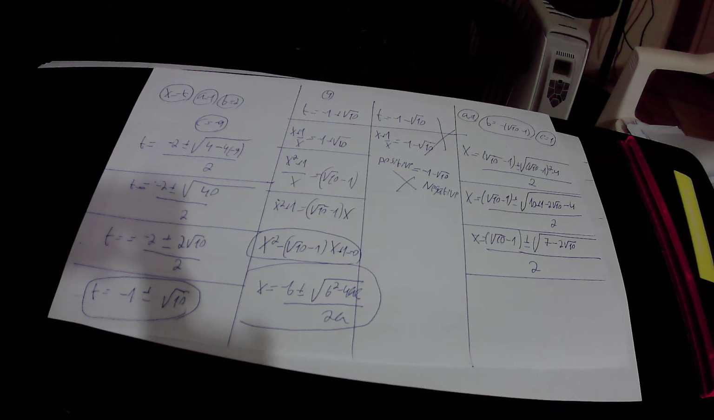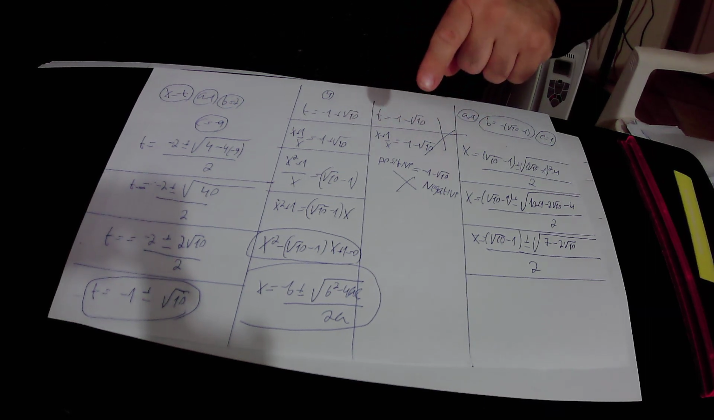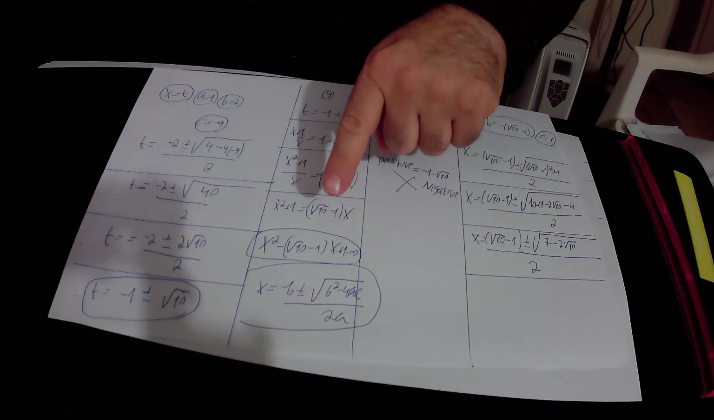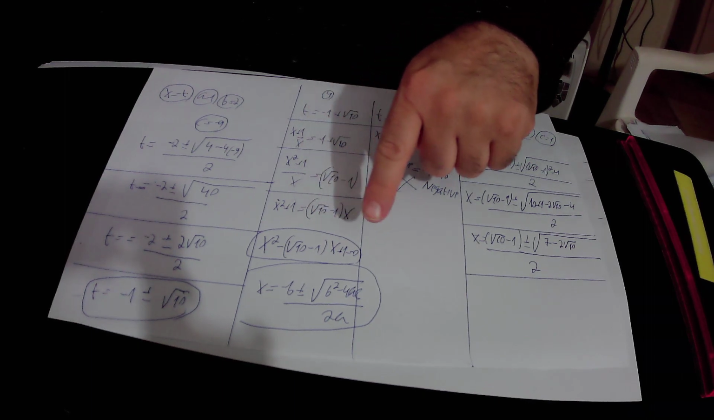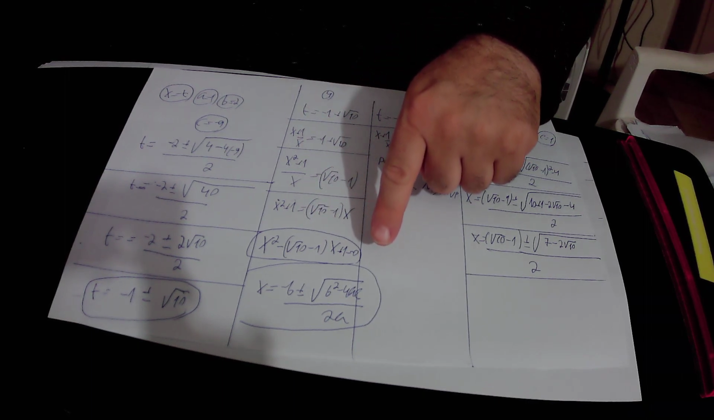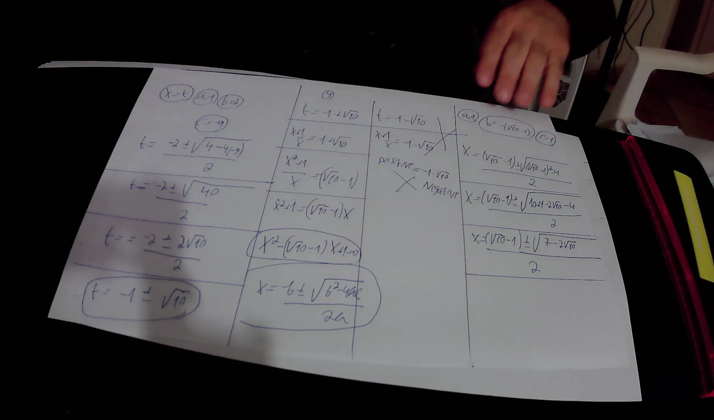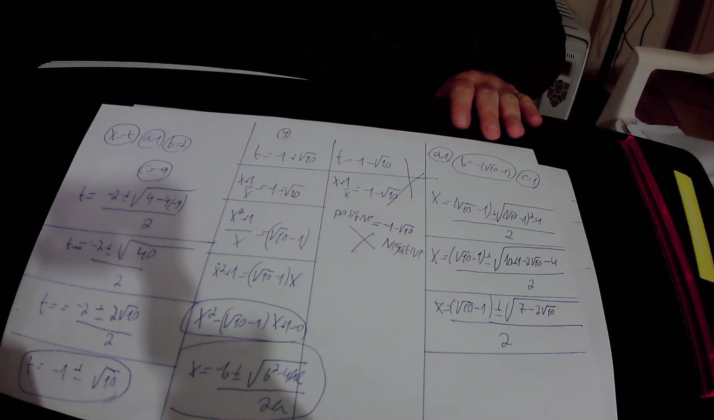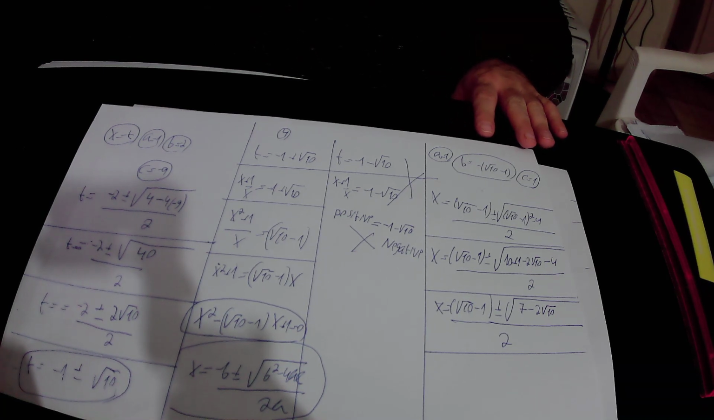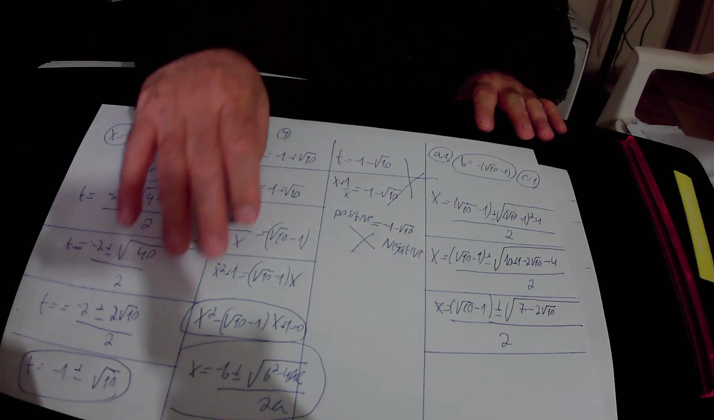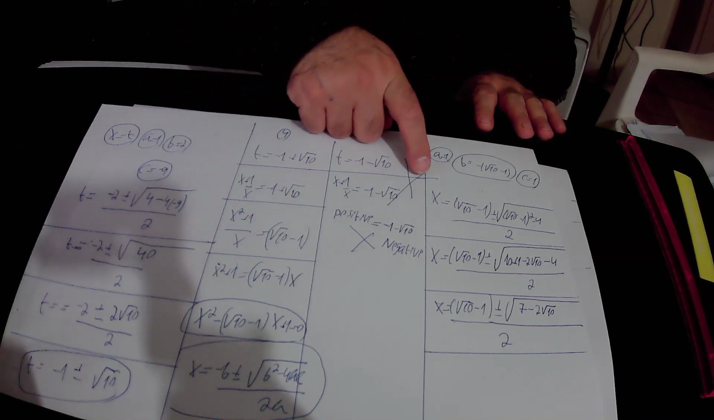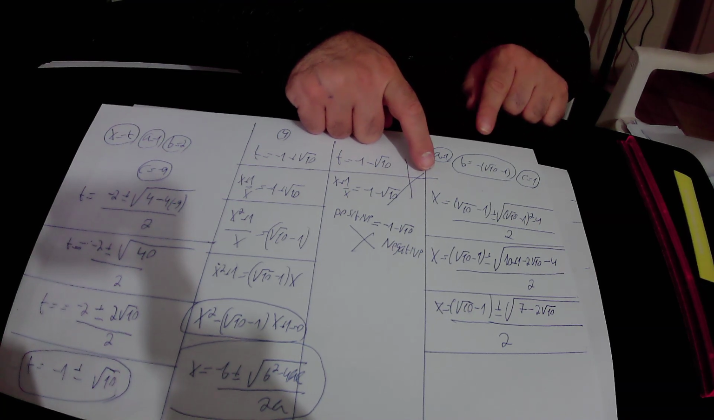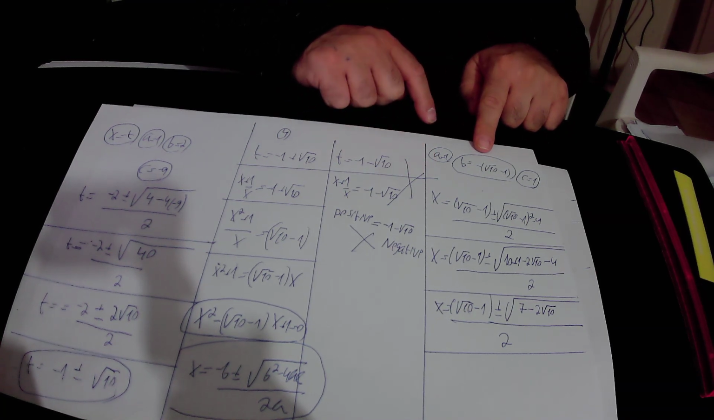So we got a quadratic equation, and the general formula for a quadratic equation is x equals minus b plus minus square root of b squared minus 4ac over 2a. In our specific quadratic equation, a equals 1, b equals minus square root of 10 minus 1, and c equals 1. So we put the data inside the general formula in order to find the value of x.